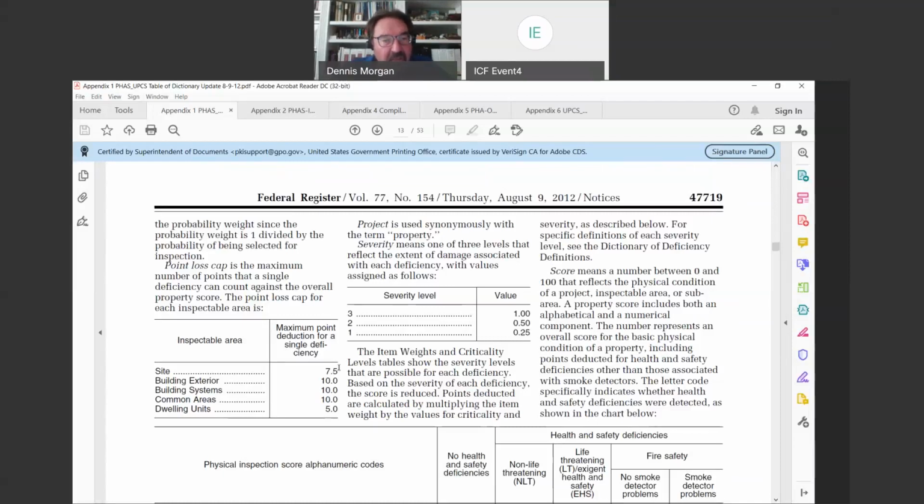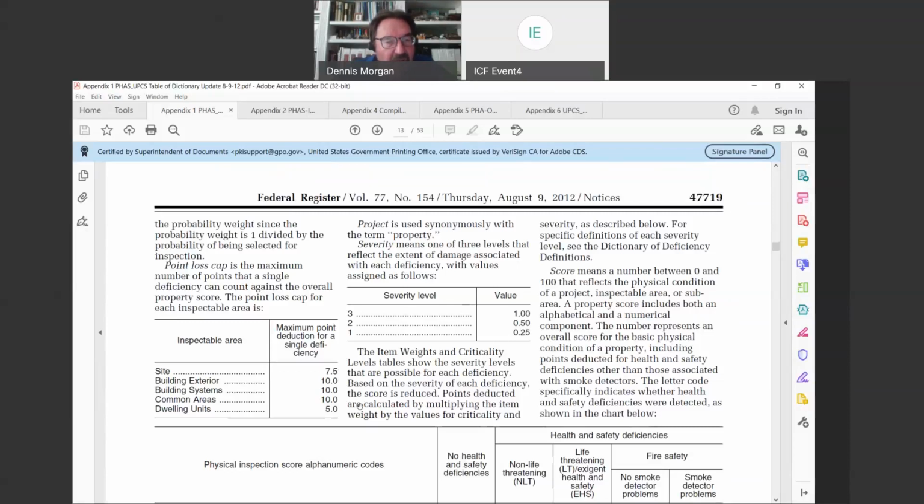Building exterior, 10 points. Well, how much is building exterior worth? 15. So there's two-thirds of your points that will be coming off for types of building exterior issues. Building systems, what are 10 points? What are we probably talking about? Water near an electrical source, potentially. Or damage to sprinkler heads, which is a health and safety issue as well. Can take away massive points.